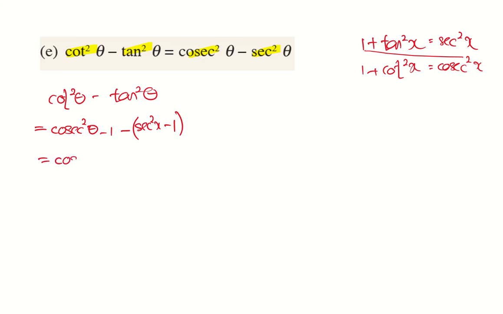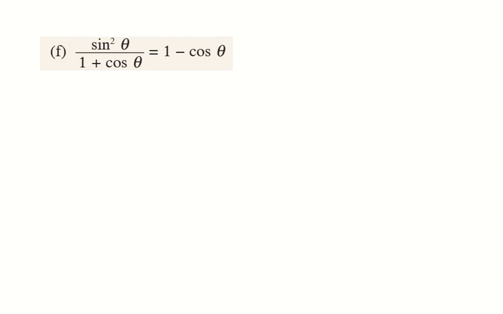Then we have cosecant square theta minus 1 minus secant square x plus 1. Negative 1, positive 1, cancel off. Then we have cosecant square theta minus secant square theta. This is theta, not x. Yeah, proven.